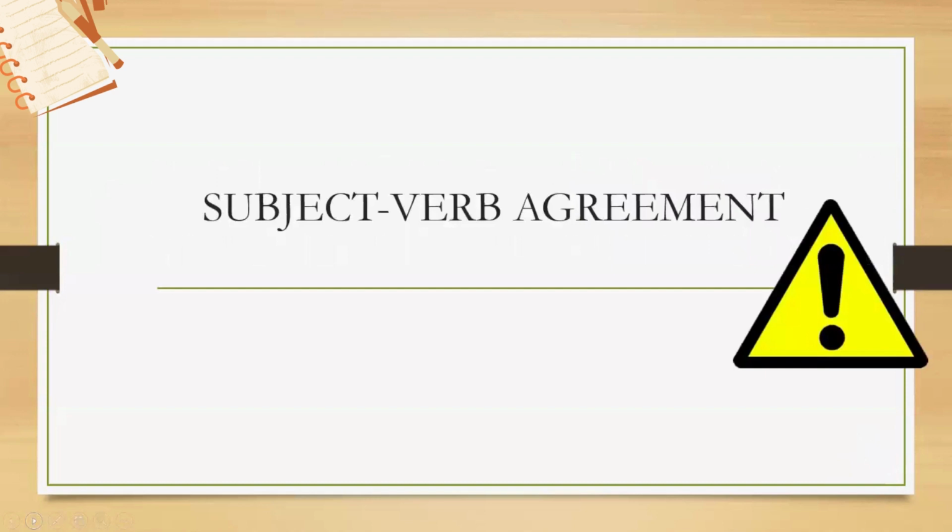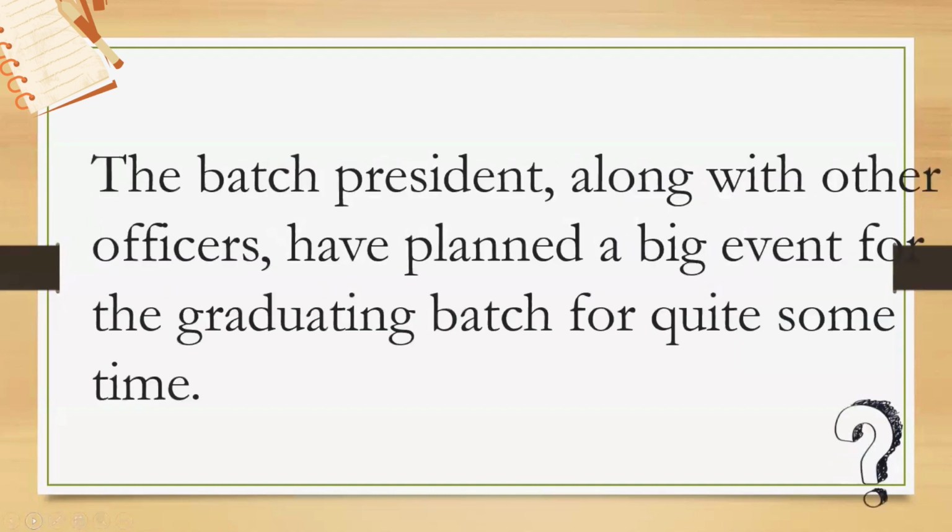So, what I'm trying to say is one way to look out for errors in a sentence is by checking whether the subject and the verb agree with one another. Let's have another one. What is wrong with this sentence? Can you point out the error in this one?